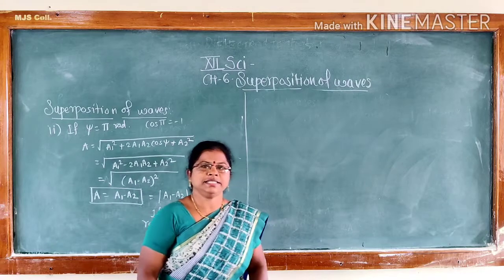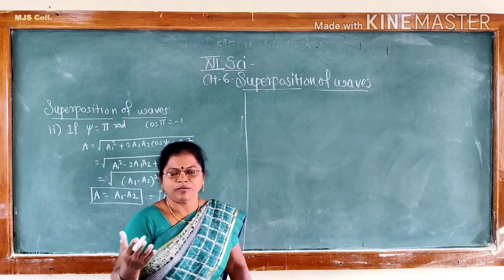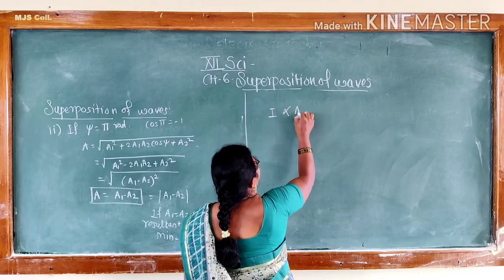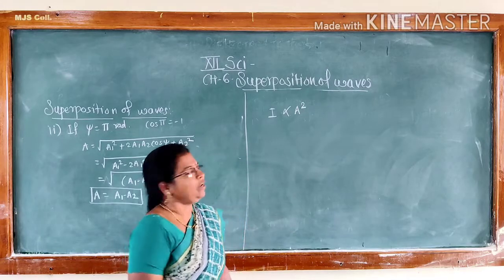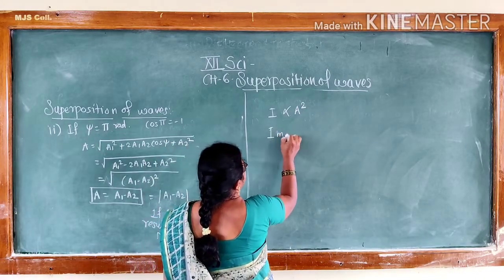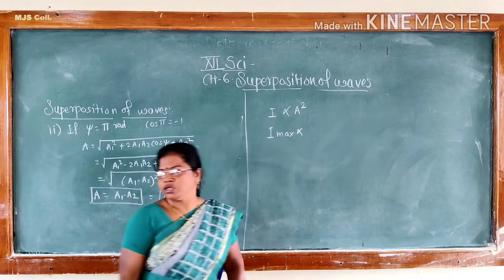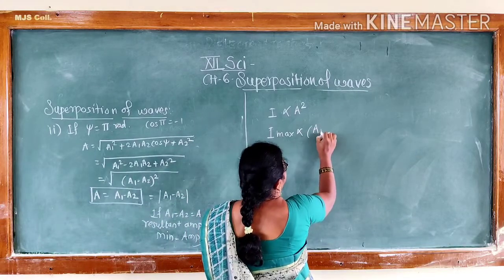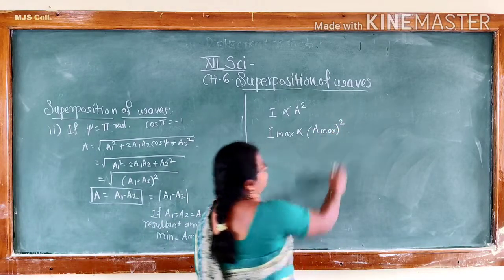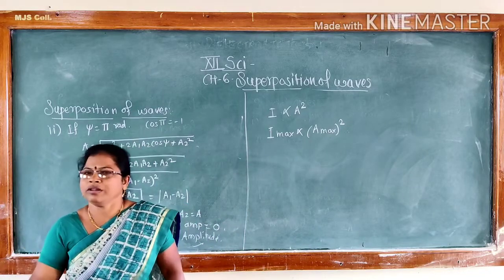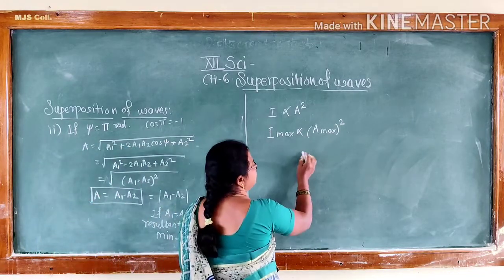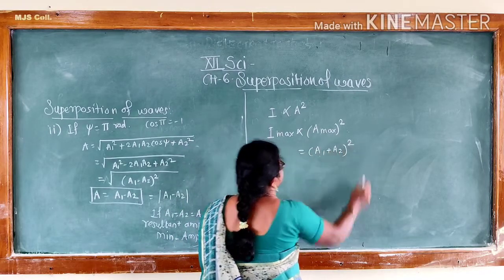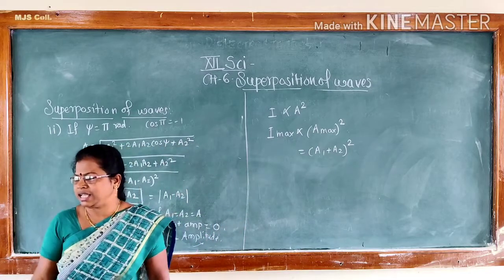Then, okay, intensity is directly proportional to the amplitude square. Therefore, intensity is directly proportional to amplitude square. We know that when it is maximum, intensity maximum is directly proportional to amplitude max bracket square, which is equal to A1 plus A2 bracket square. Okay, so this is the intensity maximum.